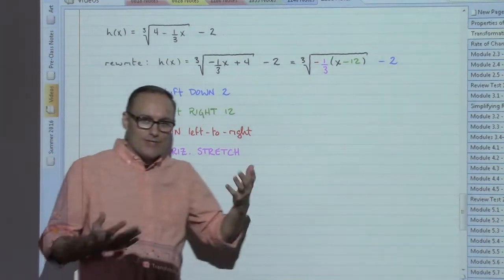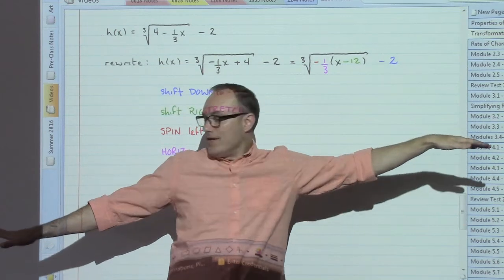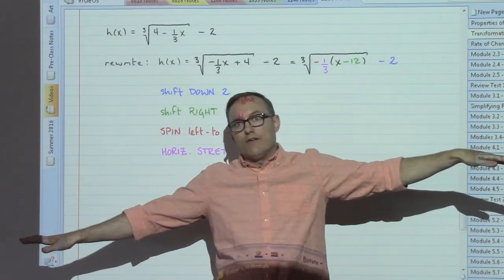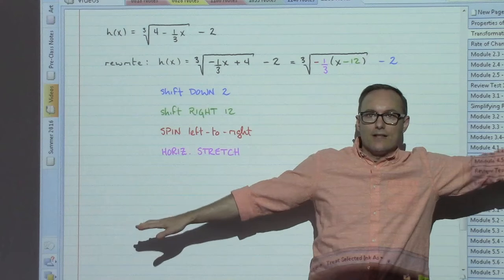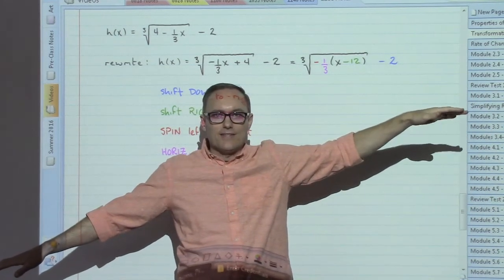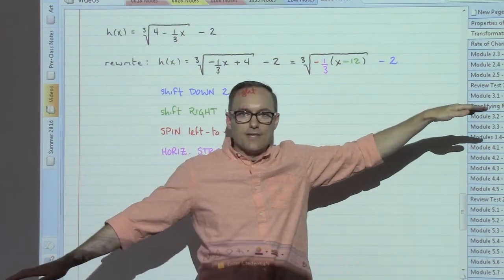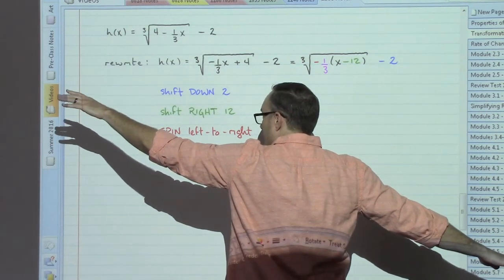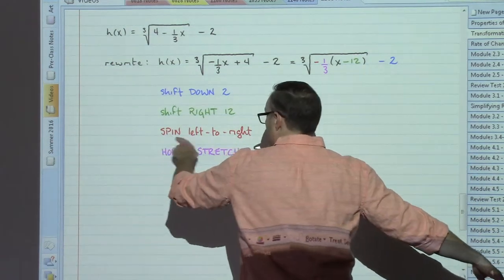Cube root. So that's got a bit of that kind of snaky shape. And if we're talking about shift down 2, shift to the right 12, all the way up to the right, all the way over there, and then spin left to right. Now, that's right hand, that's going up and to the right. When we spin, that's going to be going to the left and up now. Going to the right and down because we spun.